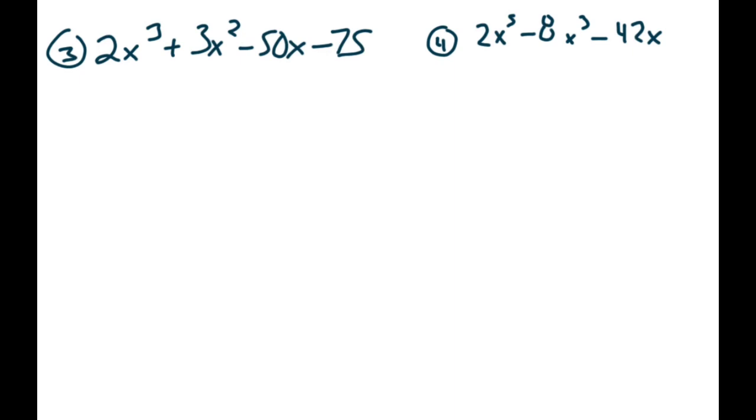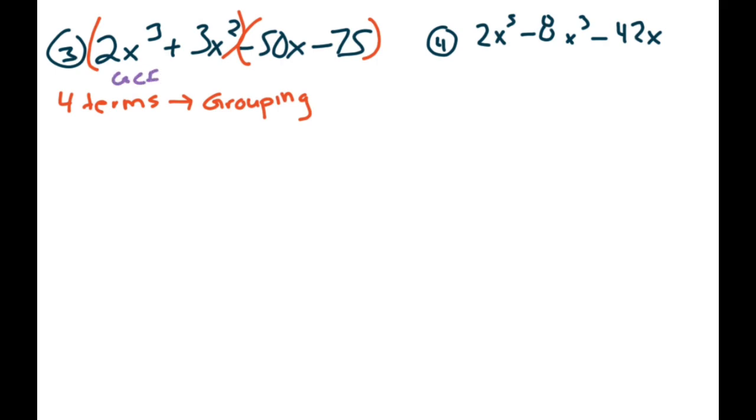Three, 4 terms means we're going to factor by grouping. So I'm going to draw parentheses around the first two and parentheses around the second two. I'm going to GCF each parenthesis. So my GCF of the first parenthesis is x squared.